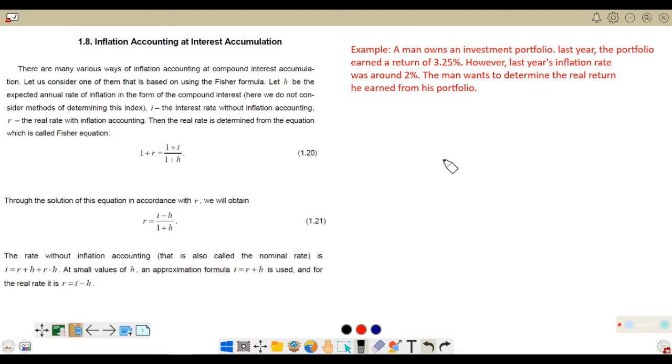So, ngayon, start natin siya sa example para ma-establish natin yung concept. A man owns an investment portfolio. Last year, the portfolio earned a return of 3.25%. However, last year's inflation rate was around 2%. So, the man wants to determine the real return he earned from his portfolio. So, look at this example.